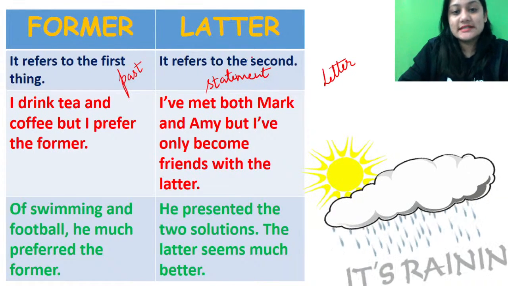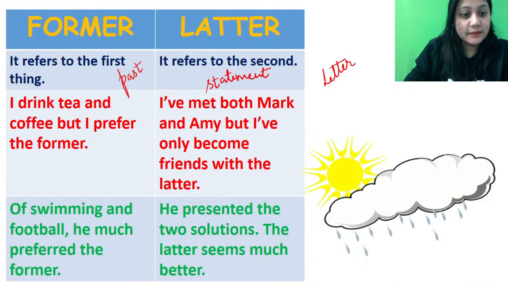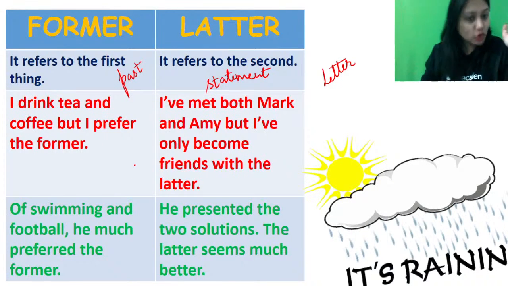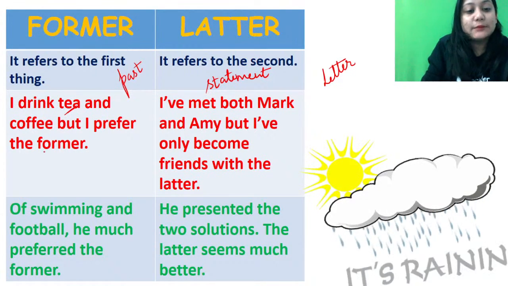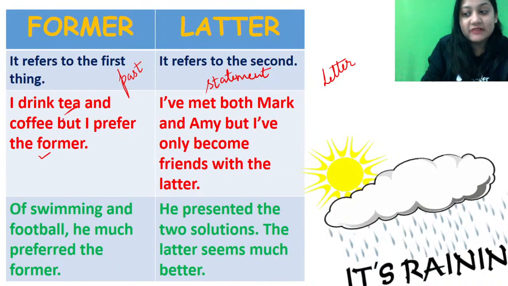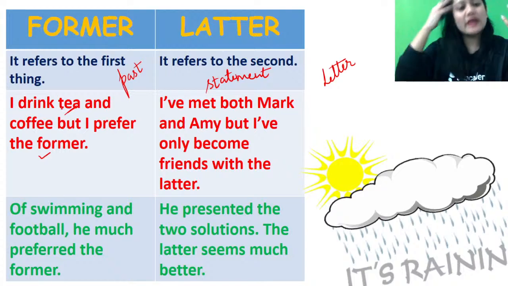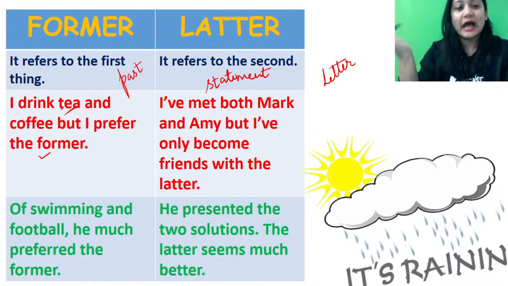It refers to the second. For example, I drink tea and coffee, but I prefer the former one. So मैं tea और coffee दोनों पीती हूँ, but मुझे अभी चाहिए, मतलब या फिर I generally prefer tea over coffee. मैंने बोला former तो मतलब है पहले वाला. मैंने पहले क्या बोला था? tea. Clear? Although I'm fine with both tea and coffee, but right now I would like to have the former.